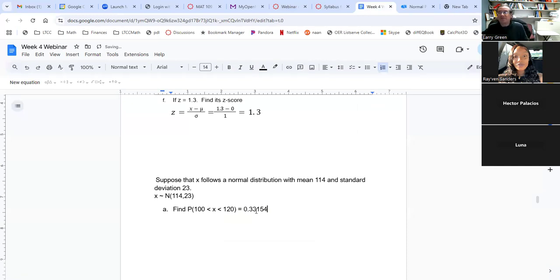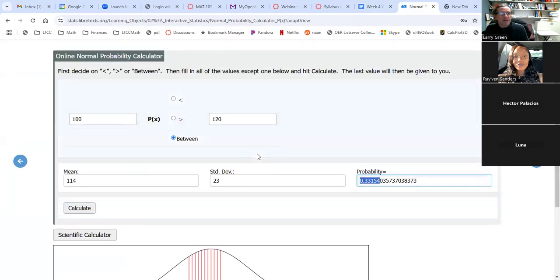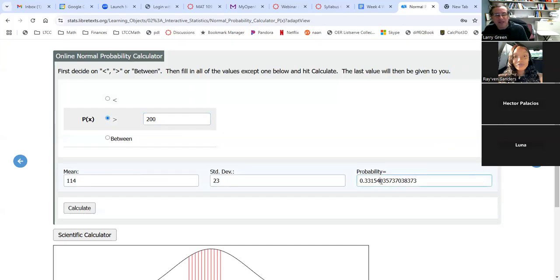And there's our answer. Any questions on this using the calculator? Okay. We could do the same thing. Probability that X is greater than 200. So now we want greater than 200. And the probability, I need to leave blank, so I'm going to erase the probability because I want the probability. Same mean and same standard deviation, and hit calculate. And there we go. Very small chance, by the way.